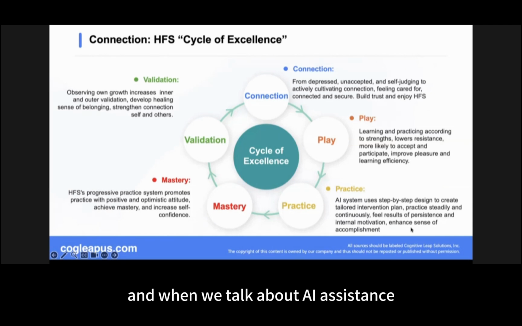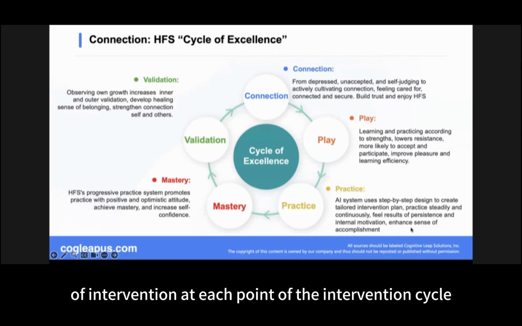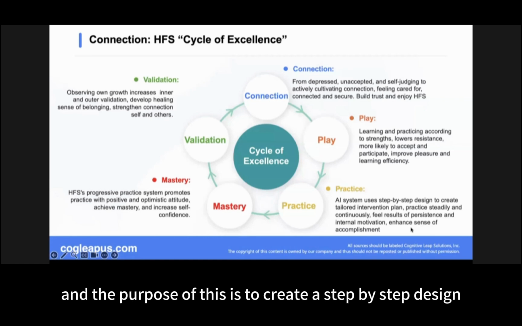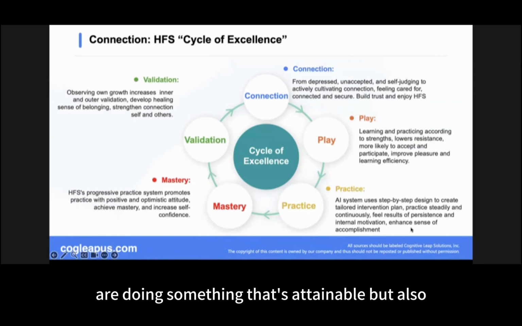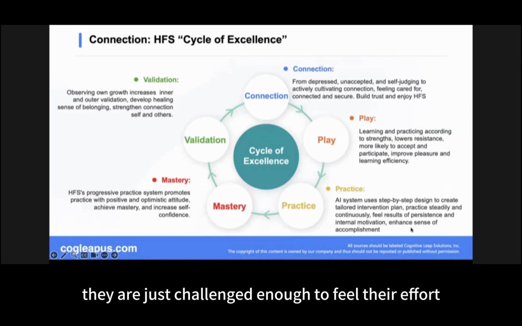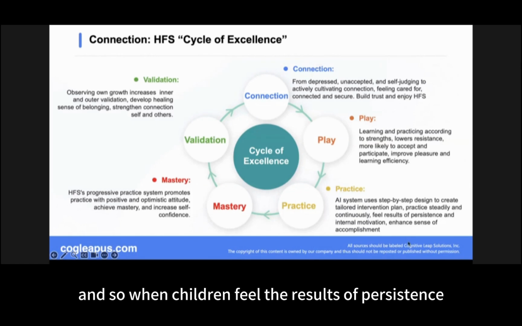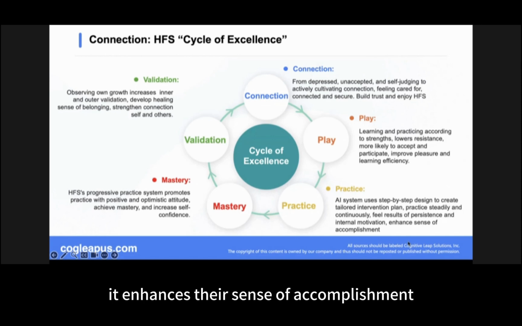When we talk about AI assistance, the AI helps to choose the most suitable activity or modality of intervention at each point of the intervention cycle. The purpose of this is to create a step-by-step design that supports children so that they are engaged, doing something that's attainable, but also just challenged enough to feel their effort. And when children feel the results of persistence and their internal motivation, it enhances their sense of accomplishment.